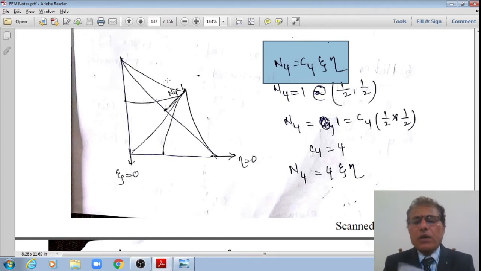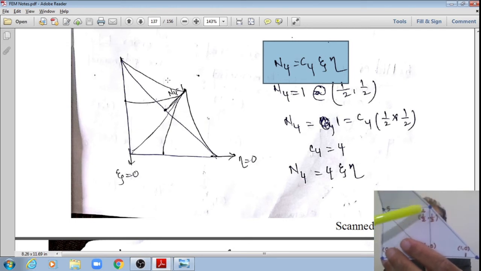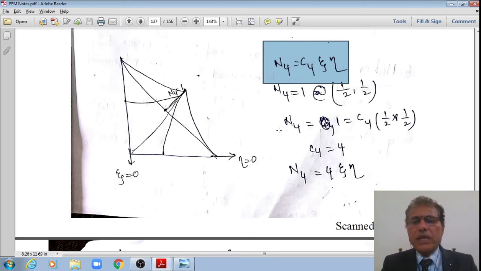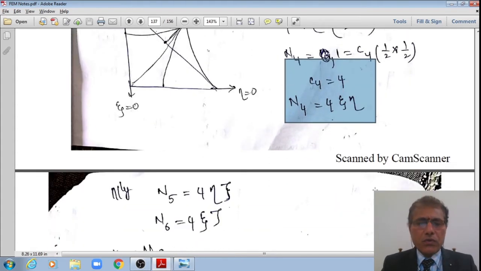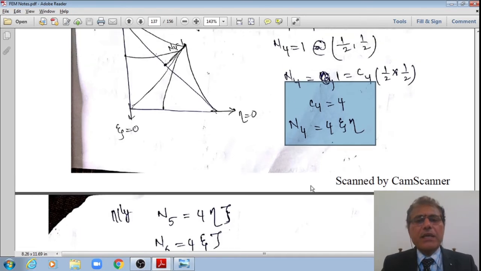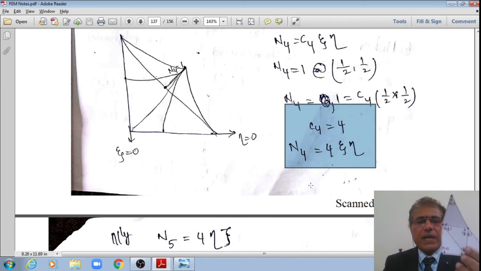However, at node 4, that is at half and half, N4 is equal to 1. Therefore, substituting which, I get C4 is equal to 4. Back substituting, N4 is equal to 4 xi eta. Similarly, now you can derive the shape functions for 5 and 6 in a cyclic fashion, students. There is no difficulty, right?